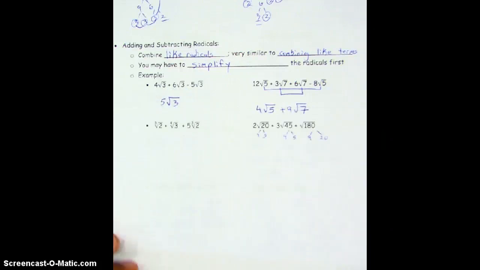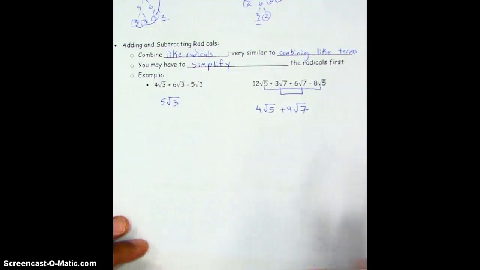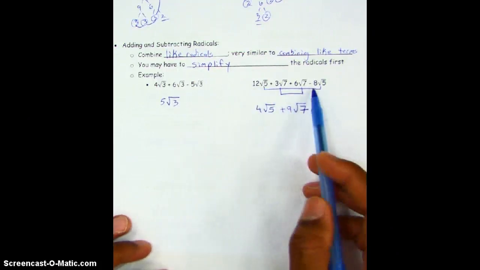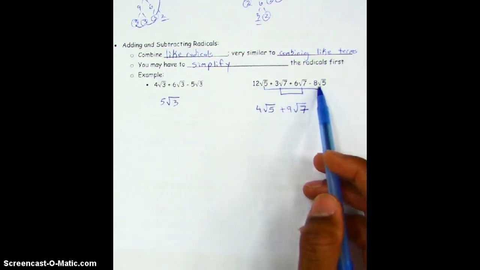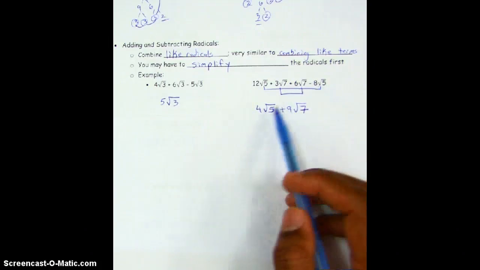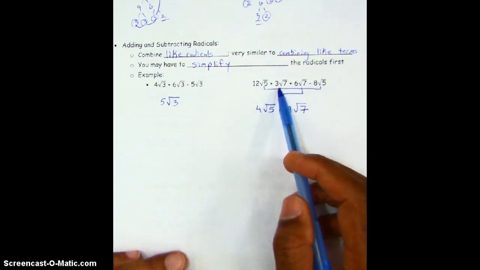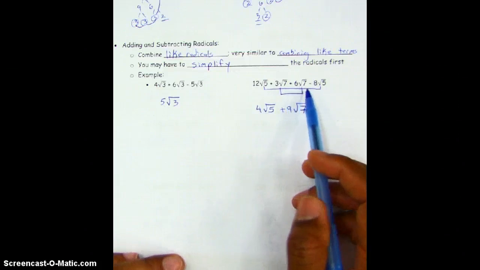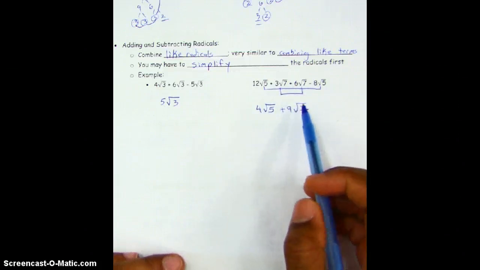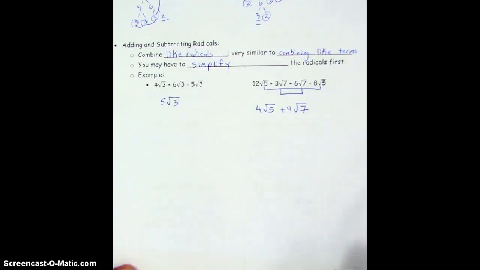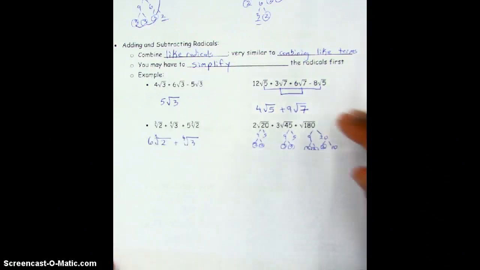For this problem over here, we have two sets of like terms. So we're going to combine the 12 square roots of 5 and the 8 square roots of 5. We're going to do 12 minus 8 and we get 4, and it's going to be the square root of 5. Next we have 3 square roots of 7 plus 6 square roots of 7. So 3 plus 6 is 9, so we have 9 square roots of 7. So that is that problem right there, and it's simplified.